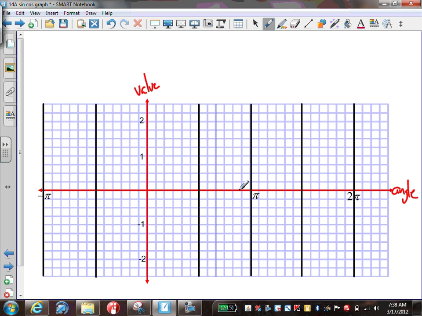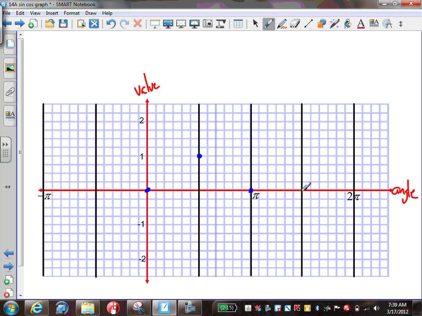So notice here we have pi, 2 pi. So this is 180 degrees, that's 360. So from 0 to 2 pi is basically one rotation of the unit circle. Let's go through and talk about basic inputs. What's the sine of 0 degrees? The sine of 0 degrees is going to be 0. What's the sine of 90 degrees? In radians, that is pi over 2. The sine of pi over 2 is at the top of the unit circle, so that's simply 1. What's the sine of pi? We're back down at 0.